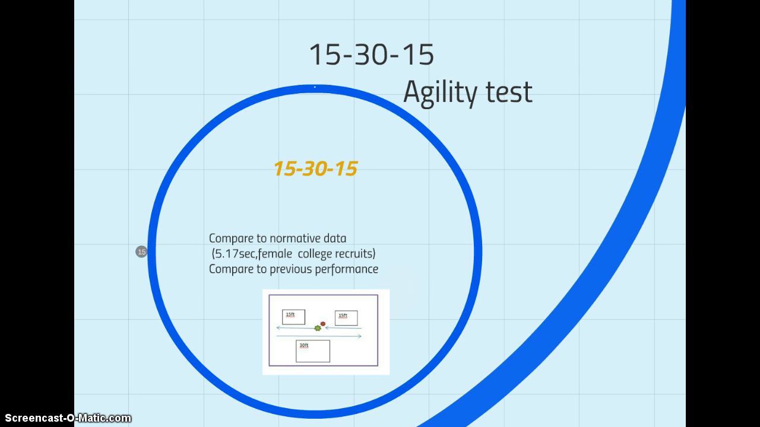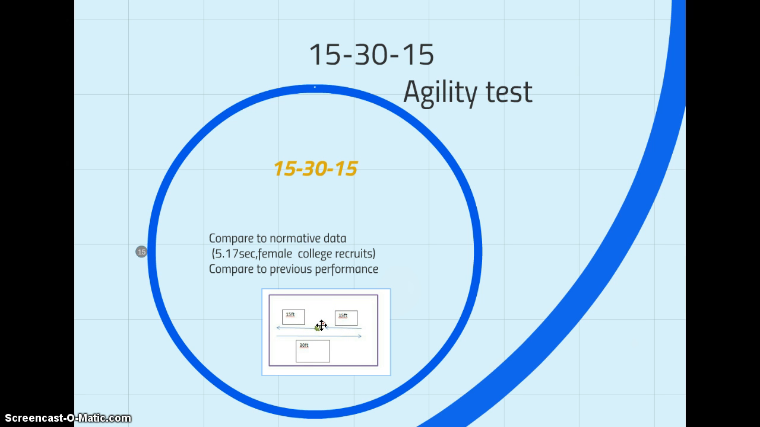Over here we have a diagram for the 15-30-15 agility test. The athlete's going to start right here on the green star. This could be performed either direction to begin, I should note that. They're going to run to one side, pivot, go all the way to the other end, and then return back into the middle, and that will be timed.